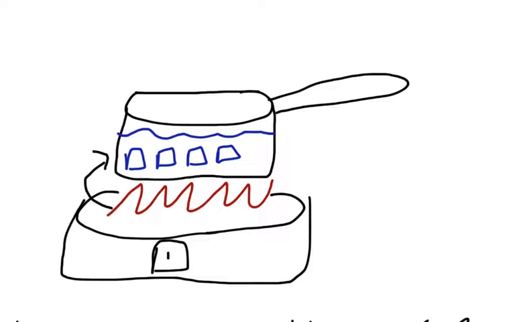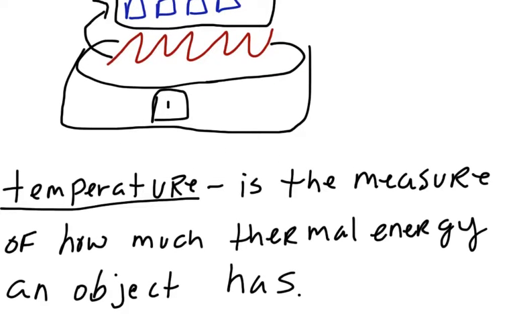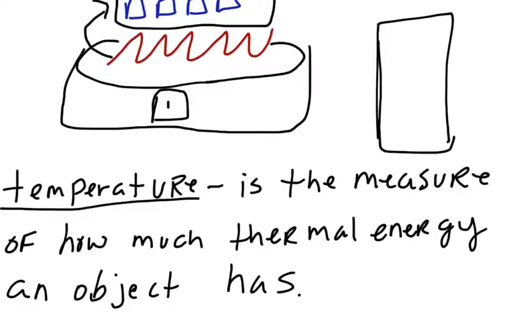in it. And for us to measure what heat is, we have to use temperature. And temperature is the measure of how much thermal energy an object has. And we always use a thermometer to measure thermal energy.